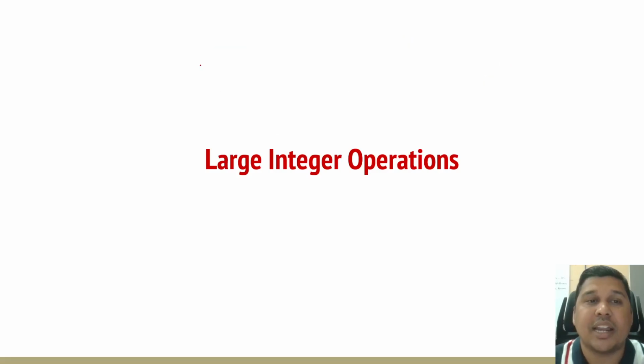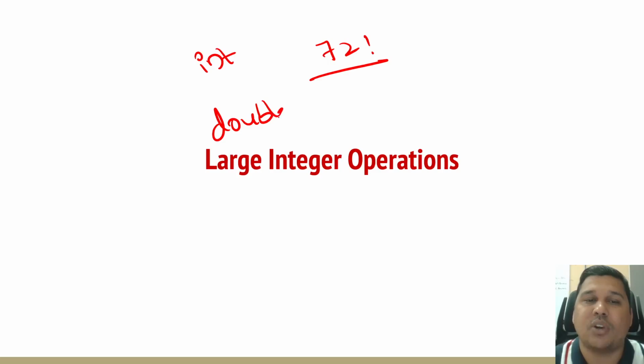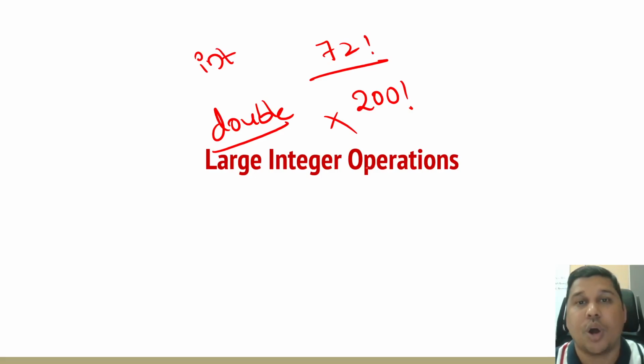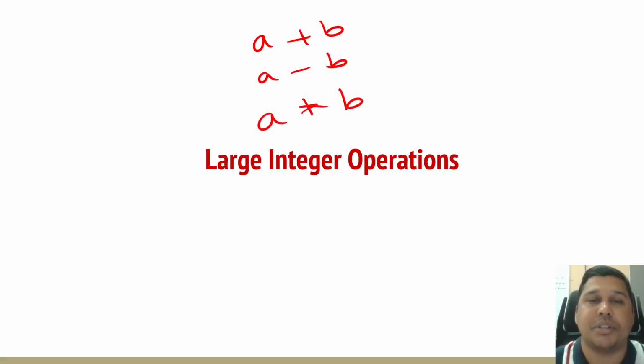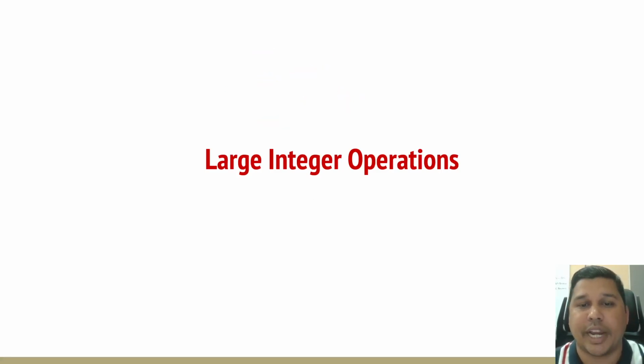But when you declare a variable as integer, I guess the maximum you can find is the factorial of 72 or something like this. Beyond that you cannot. Even if you use double, you cannot find the factorial of something like 200, because it has some limit. So how do we find the factorial of a large number? That is the first problem, large integer operations. Also some operations like addition of two large numbers, subtraction of two large numbers, and multiplication of two large numbers. All these problems we will try to see.